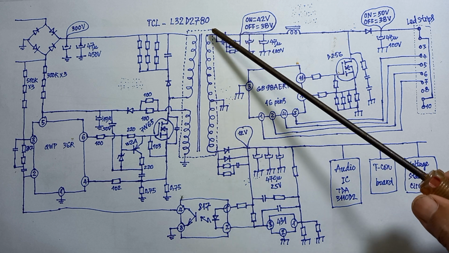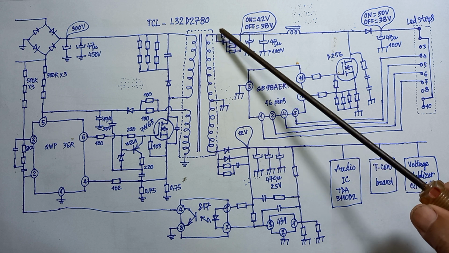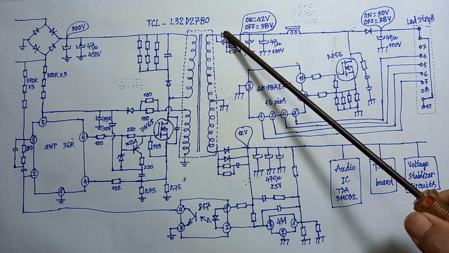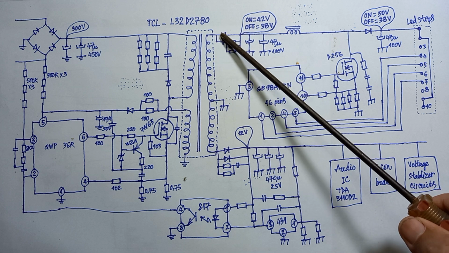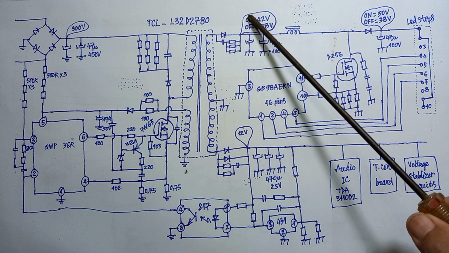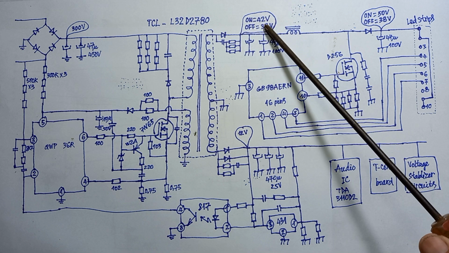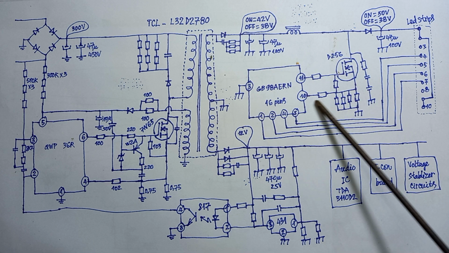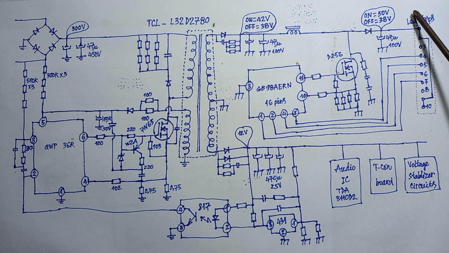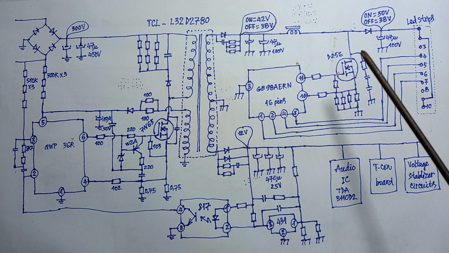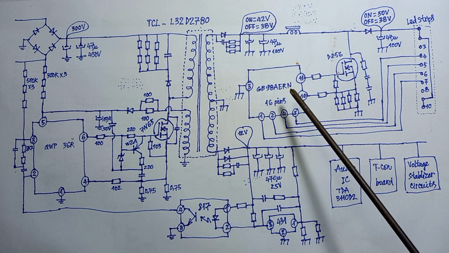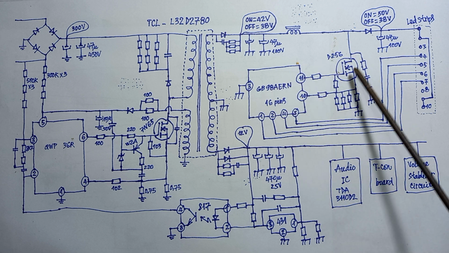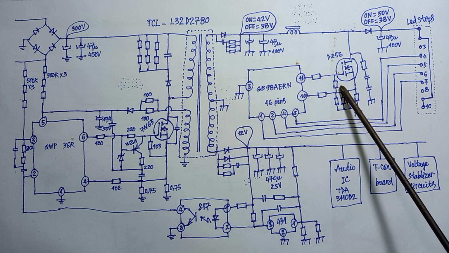Now let's see this coil and the diode. This diode will rectify the voltage to about 38 volts to supply for the booster circuit to control LED strips. When we press the power on button, the booster circuit will work.